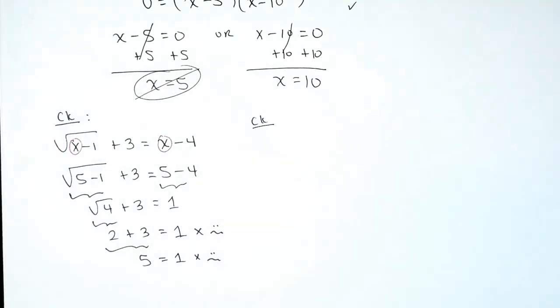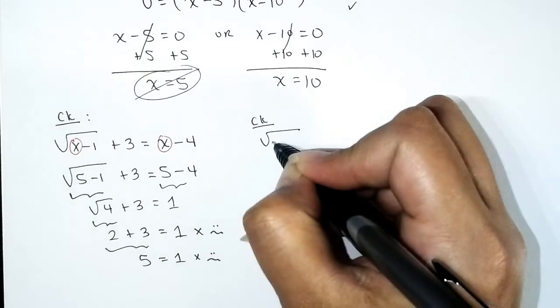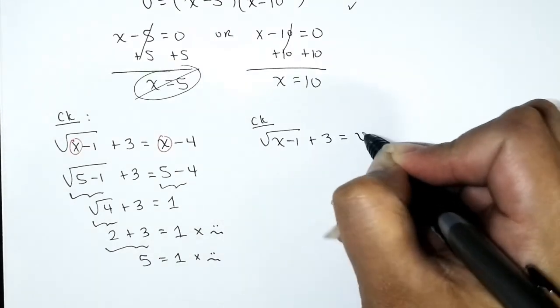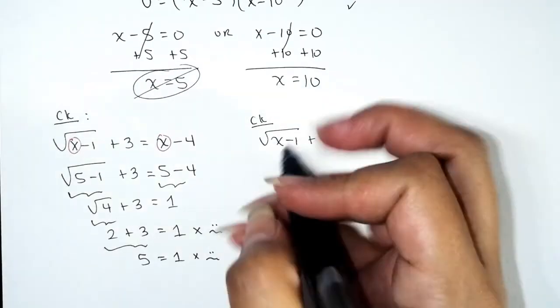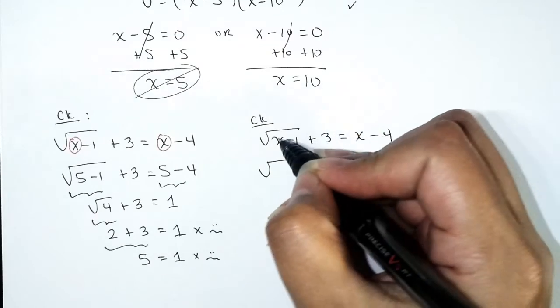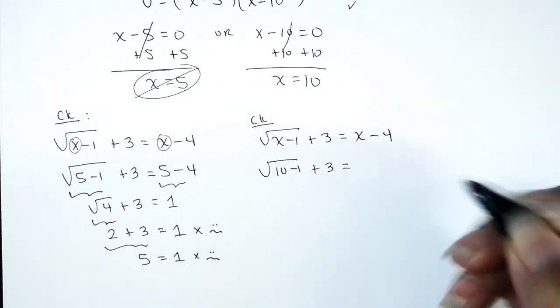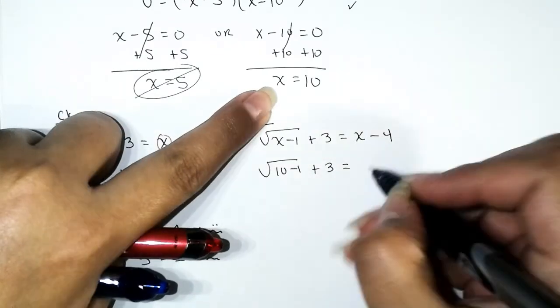All right, so let's go ahead and check our second answer. Same speech, let's write down the original equation. And then for our peace of mind, hope that 10 is a solution. So we have square root of x minus 1. In this case, x is 10. When we increase it by 3, for our peace of mind, I want it to equal x minus 4. So in this case, our proposed solution is 10.